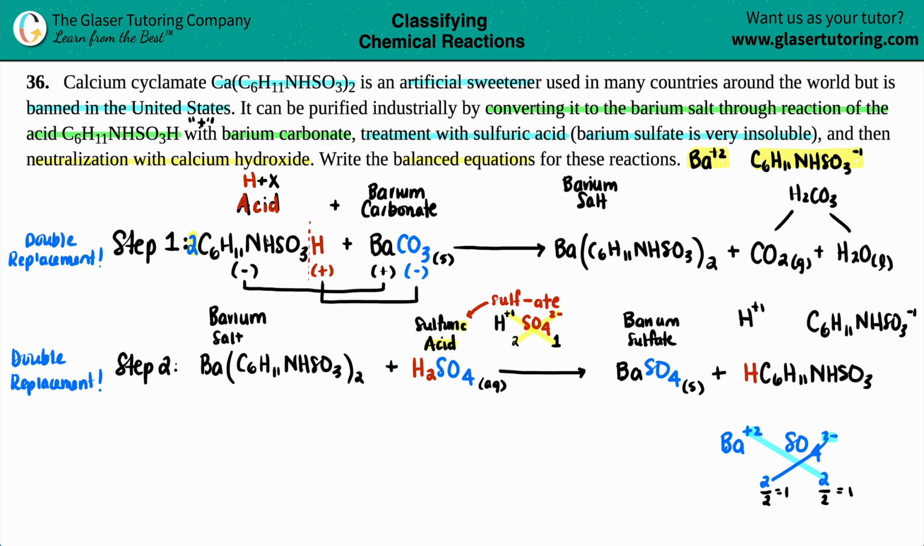And they did say that we have an acid here. Generally, if we are dealing with aqueous solutions, we're going to put this as being aqueous. So for your acids, which means that this also would be aqueous because it's the H in the front. And then this one, the barium salt, I'm going to assume that this is also going to be aqueous as well. Okay. Now, the last step is neutralization with the calcium hydroxide.